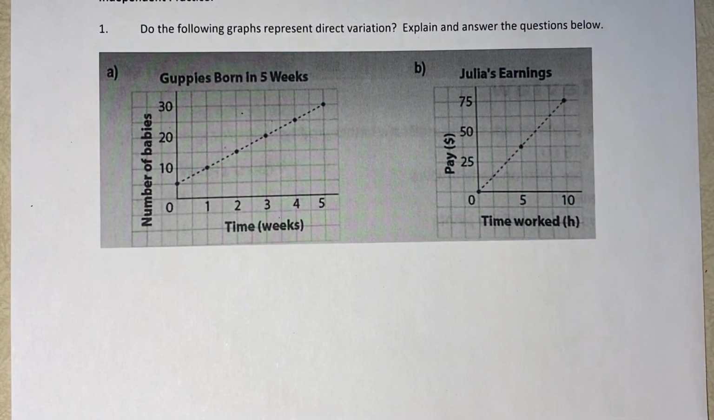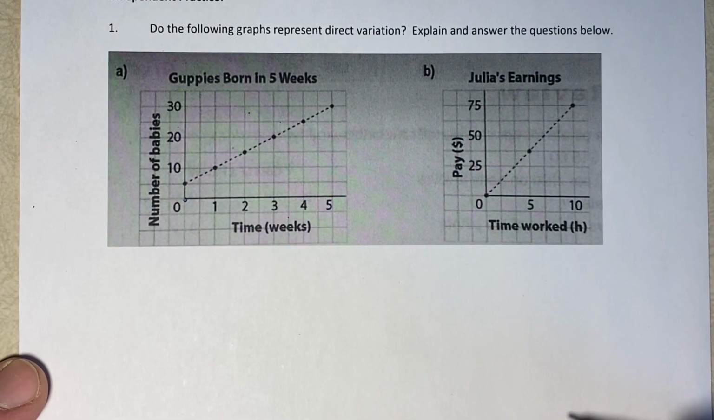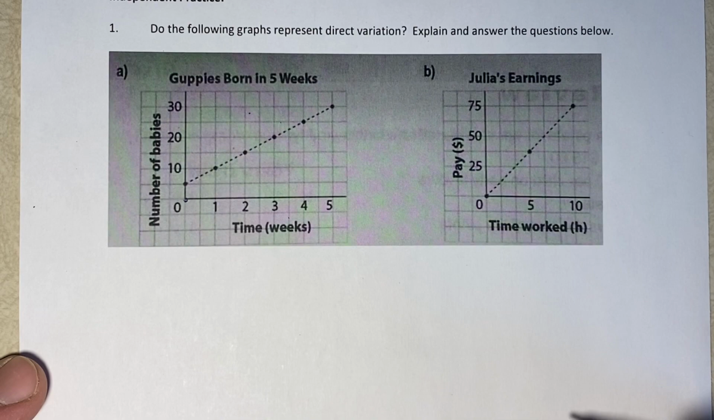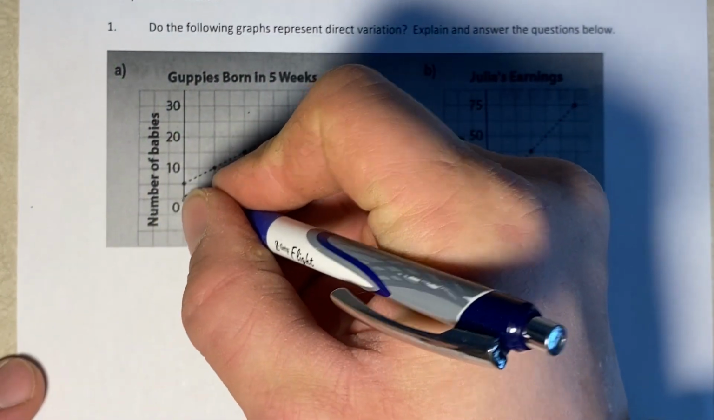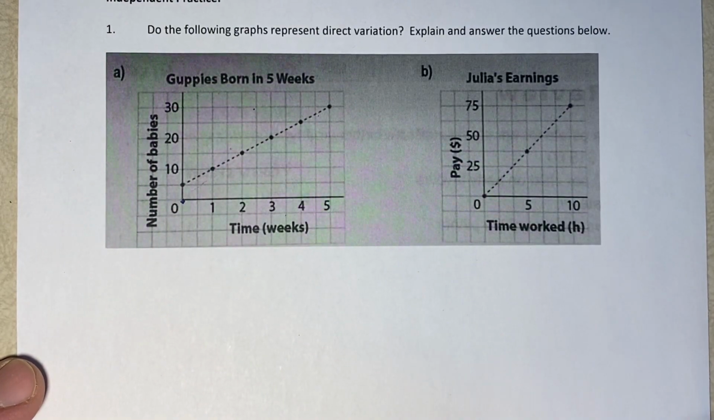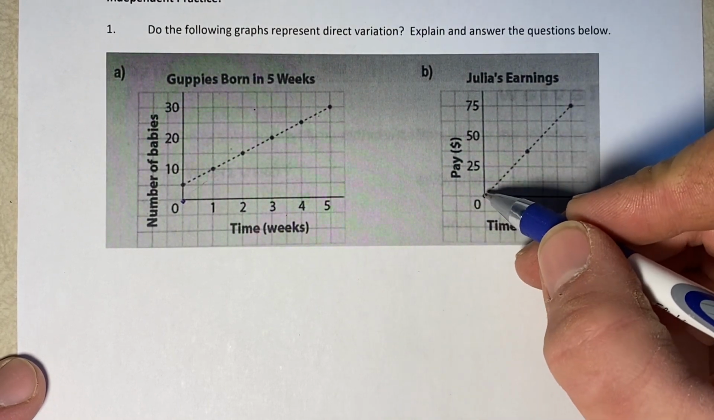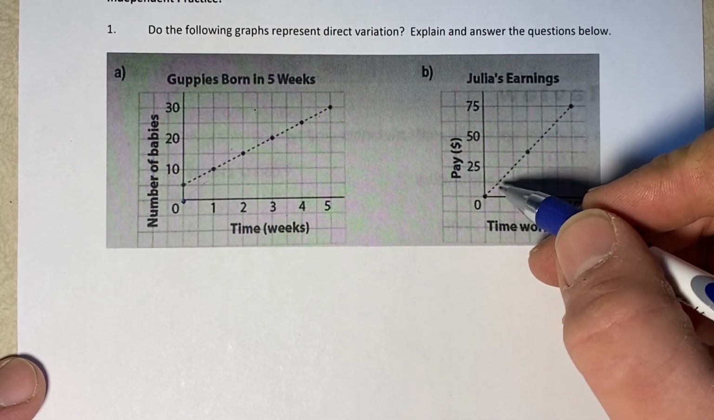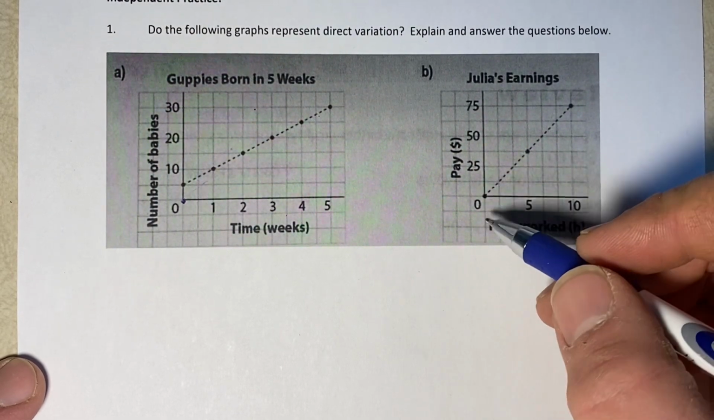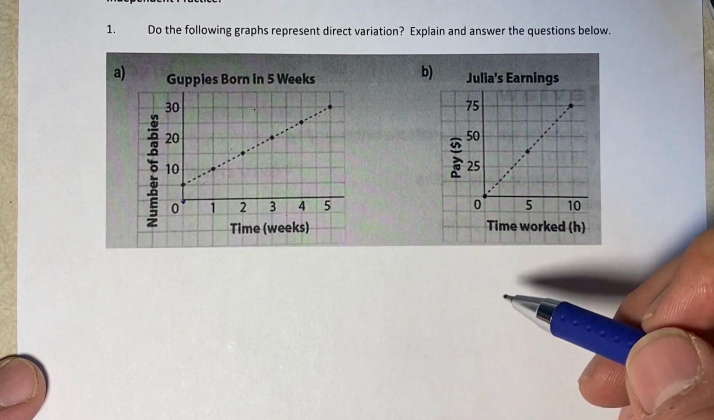It's actually quite easy to see. This point here, 0, 0, is the important point that tells you whether you're dealing with a direct variation or partial variation. If the graph extends through 0, 0, then that makes it a direct variation. So clearly, guppies born in 5 weeks is not a direct variation, but Julia's earnings is. And that makes sense because for many wage-based jobs, if you don't work, you don't get paid. So this would be an example of a direct variation question.